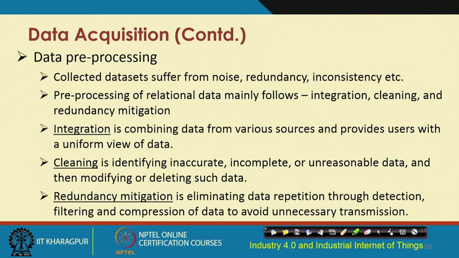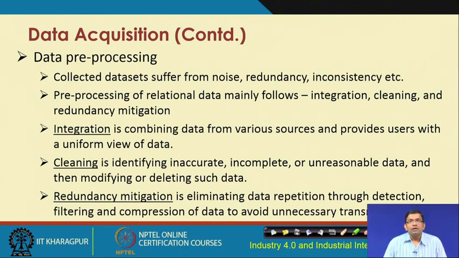It is also very important to pre-process the data for serving different needs: integration, cleaning, and redundancy mitigation. Integration is the combination of data arriving from different sources, providing users with a unified, integrated view of the data even though it originates from different channels. Cleaning removes incompleteness, inaccuracies and incorrectness. If there is any unreasonable data, it is modified or deleted. Mitigating redundancies means eliminating data repetition through detection, filtering, and compression of data, to avoid unnecessary transmission through limited or resource constrained networks. This is done as part of data pre-processing.